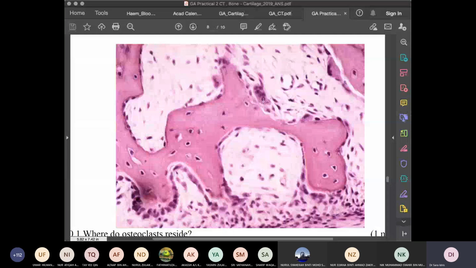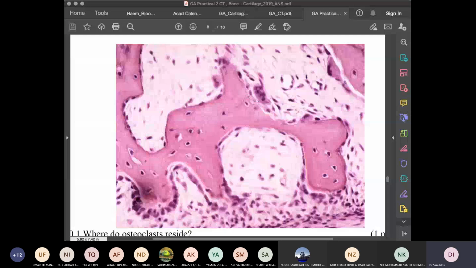So the osteoclast's job is to resorb the bone. Osteoblast builds the bone, osteoclast will eat the bone. And the osteoclast lives in this indentation here. You can find a little indentation of your trabeculae, and this is where the osteoclast will be located. So this area here, where the osteoclast is located, what do you call this area?